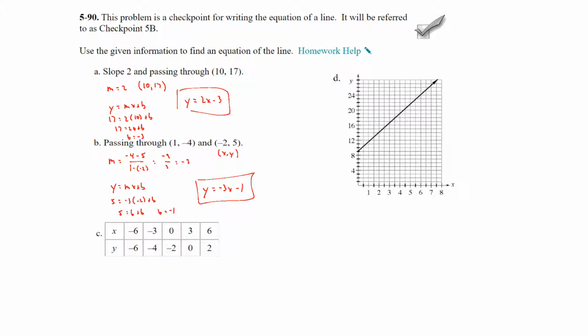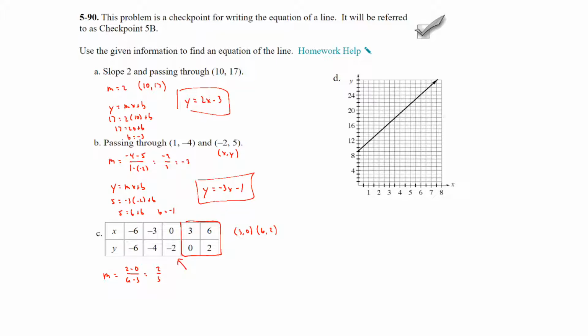On part C, you're given a lot of information here, 5 different points. We need to find the slope as well, so we can use any 2 points that we want. I'll choose the last 2 points. Remember, these ordered pairs, one of them would be (3, 0), and the other one is (6, 2). So to find the slope, we would do 2 minus 0 for the change of y, 6 minus 3 for the change of x, and then 2/3 would be the slope.